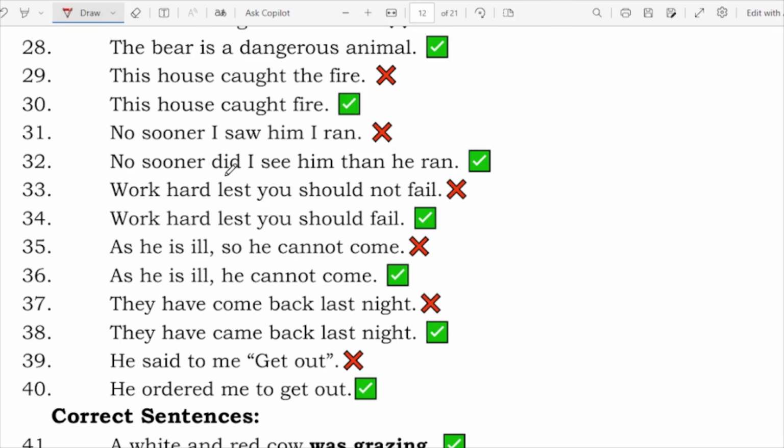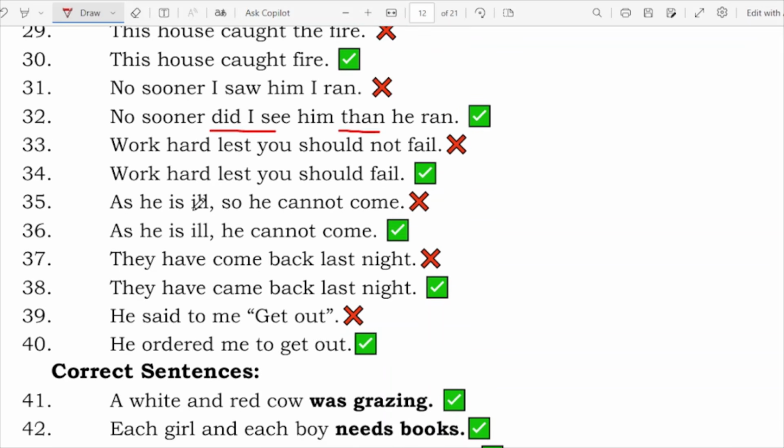No sooner did, we have verb inversion with no sooner. Scarcely, hardly, and here we have barely. Did I see him, then we use than. This is verb inversion. Work hard lest. Lest is included with not, so don't use not over here. This is wrong. Work hard lest you should fail.